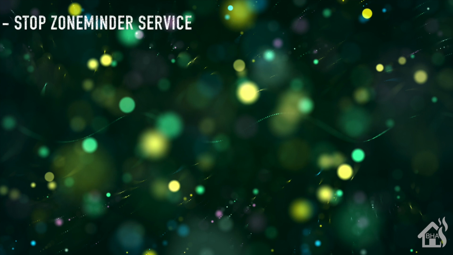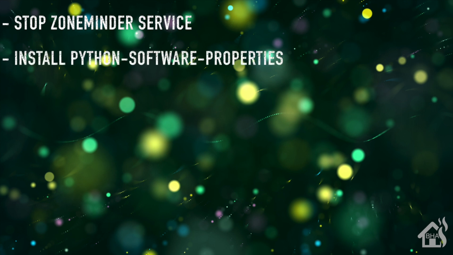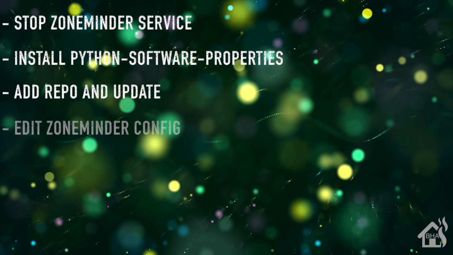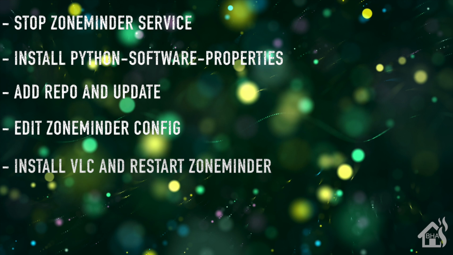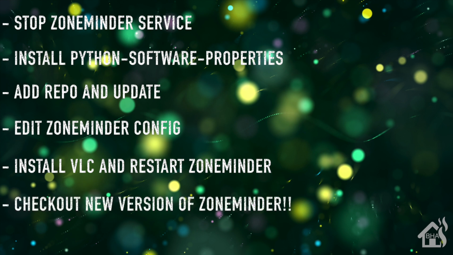Let's go ahead and run back through everything that we covered in this video one last time. So we started out by just stopping our ZoneMinder service. Then we installed python-software-properties. Once we did that, we added the ZoneMinder repo and went ahead and did an update. Once the update finished, we edited our ZoneMinder configuration to add in that 15-second sleep so that it gave MySQL a chance to load. Then we installed VLC and the VLC libraries and restarted ZoneMinder. And of course, lastly, we took a look at the new version of ZoneMinder to see what that looked like.